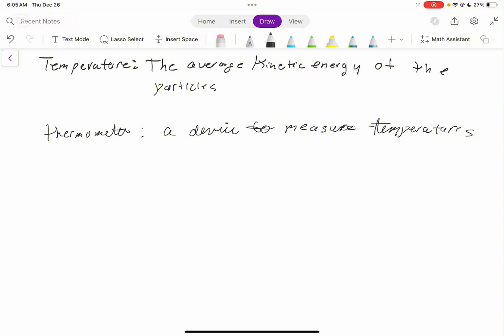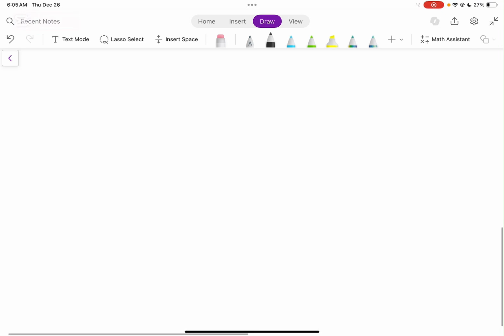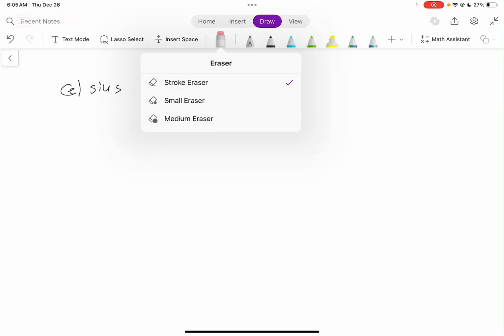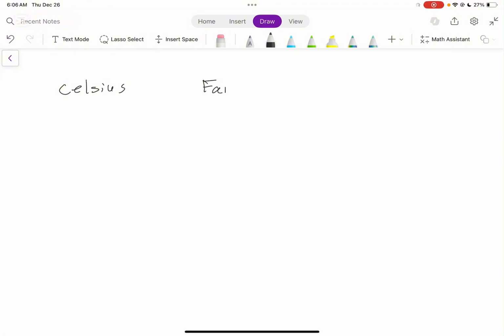Now we can talk about what types of units we use to measure the temperature. And we've often heard a lot of these units before. We know that there is Celsius. We have Celsius. We have the Fahrenheit.